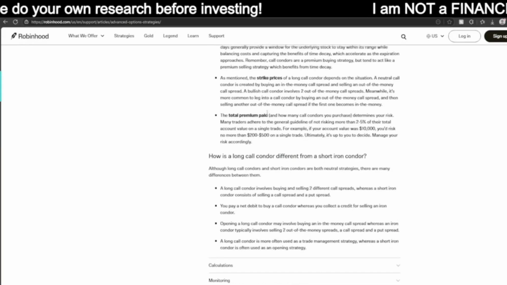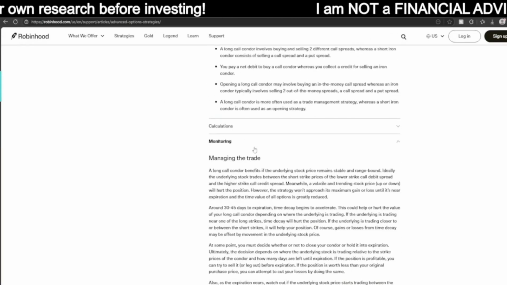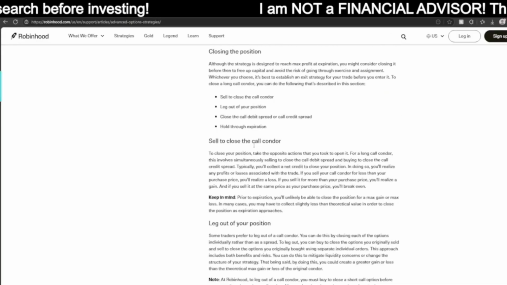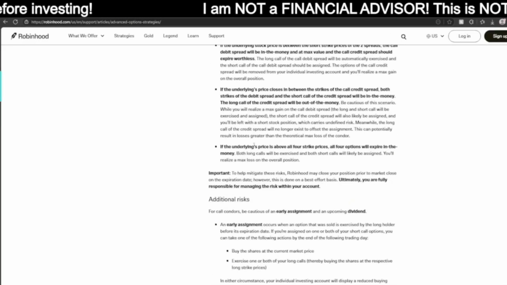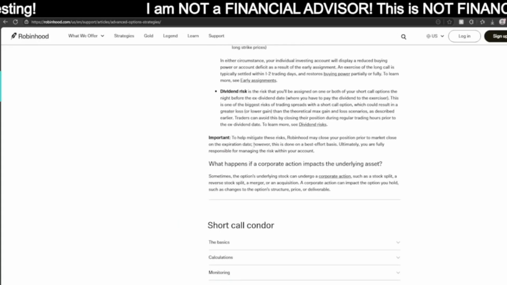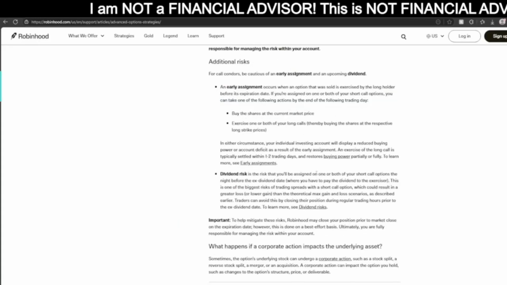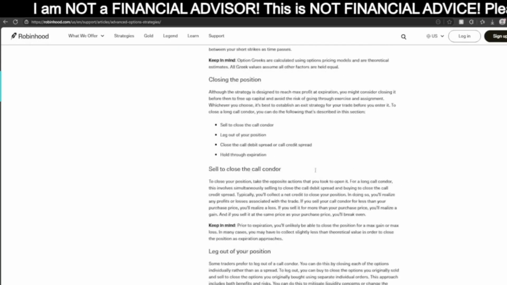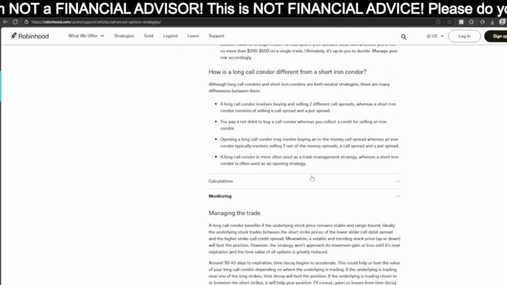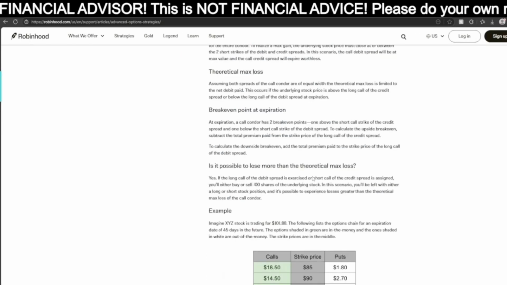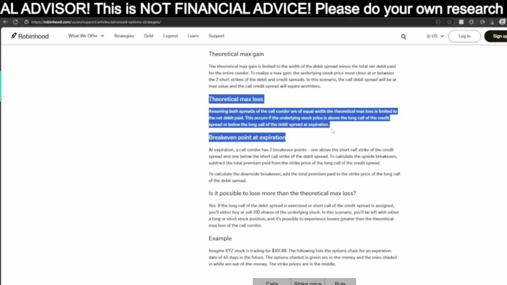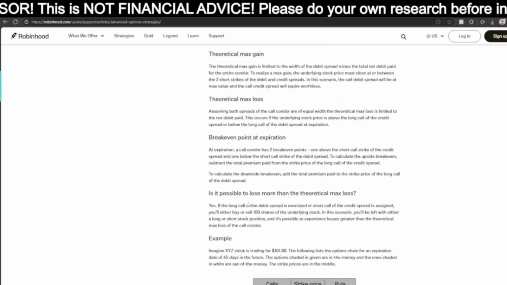One thing to keep in mind is your monitoring here. They worry about early assignment, which is a huge problem here, which we do not want to happen, because then you have to give up shares, which you don't have. Theoretical max loss. Again, is it possible to lose more?